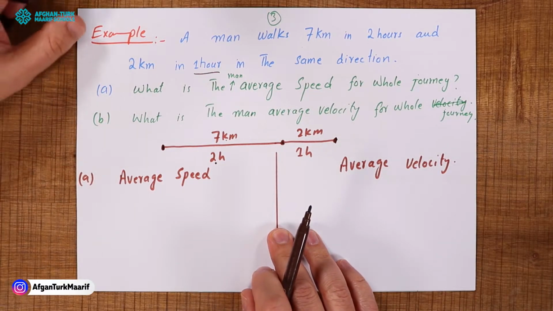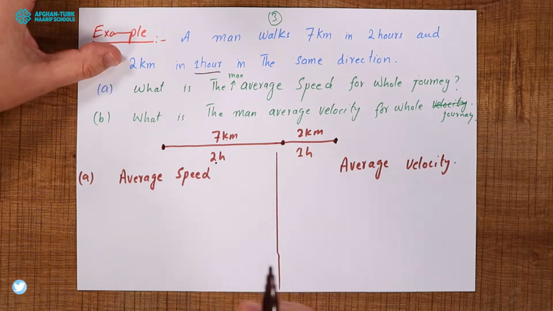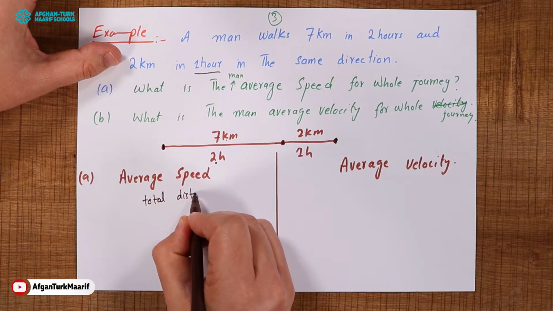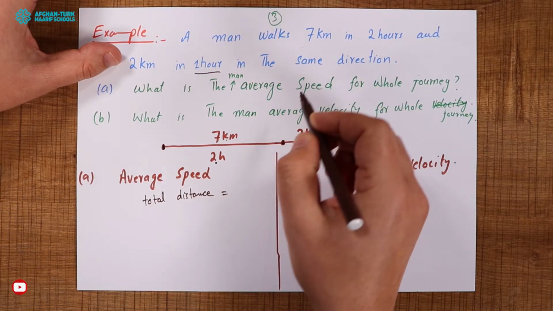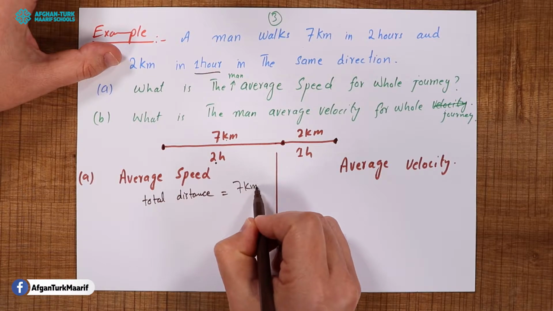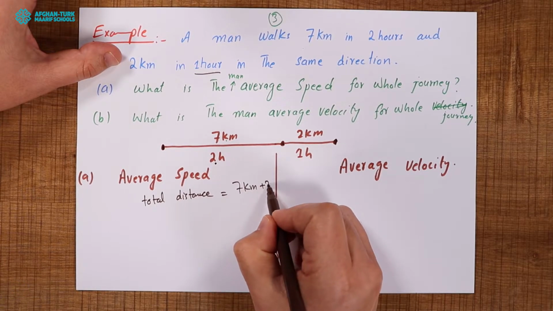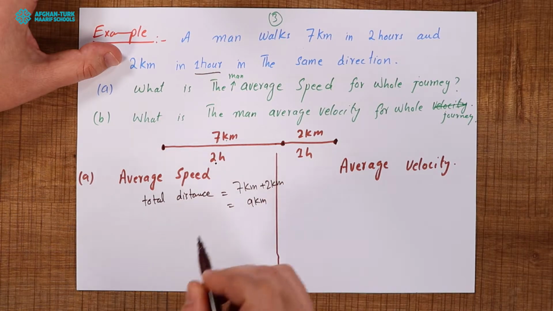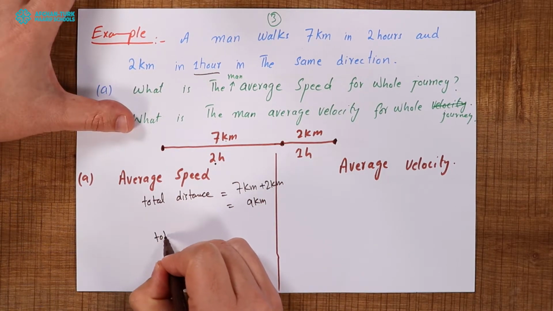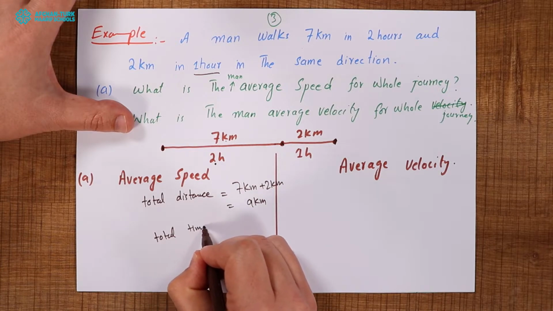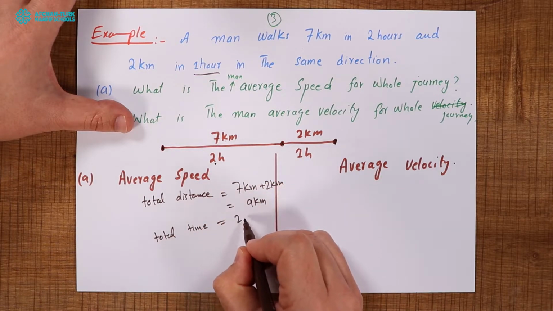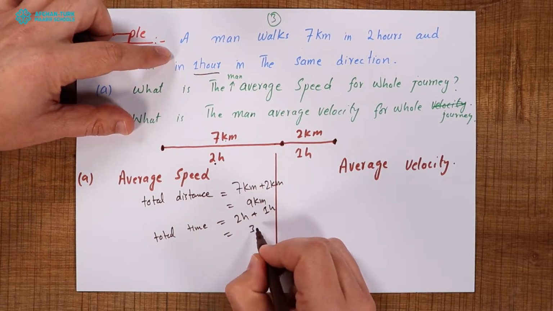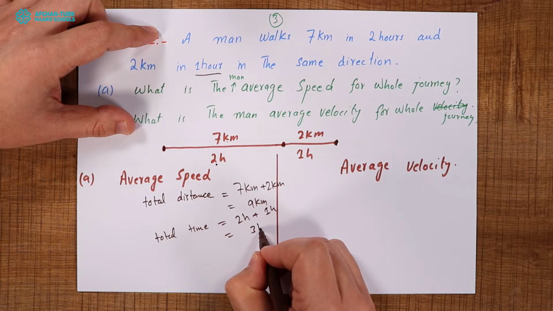First, we will calculate the distance. The total distance is how much? Total distance is equal to first 7 kilometers plus 2 kilometers. So the total distance is 9 kilometers, and total time is 2 hours plus 1 hour. If we add these two, this is 3 hours.